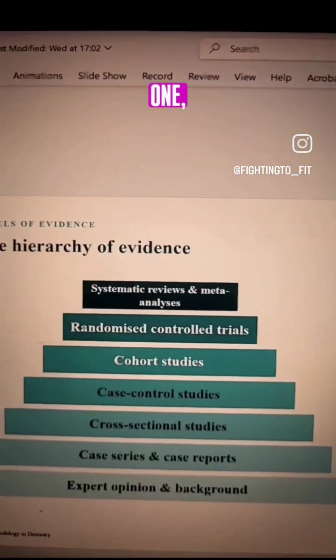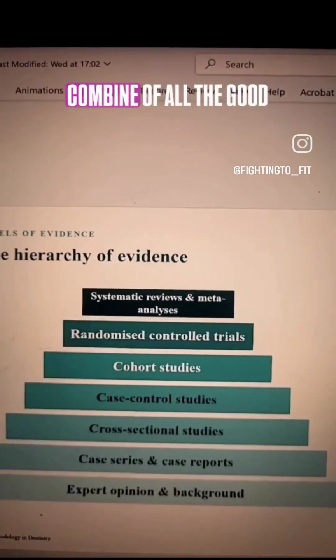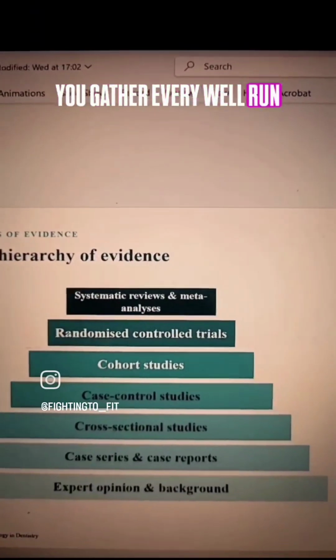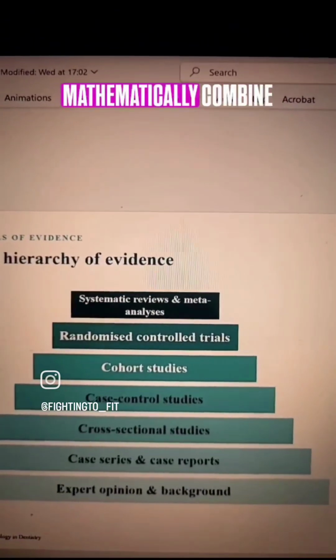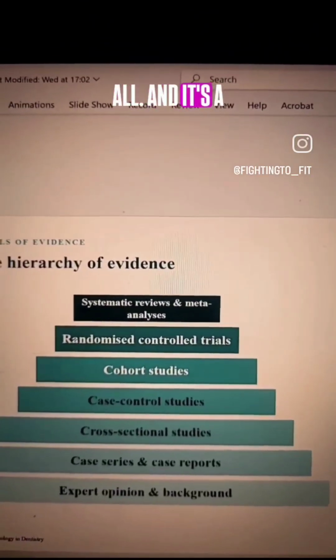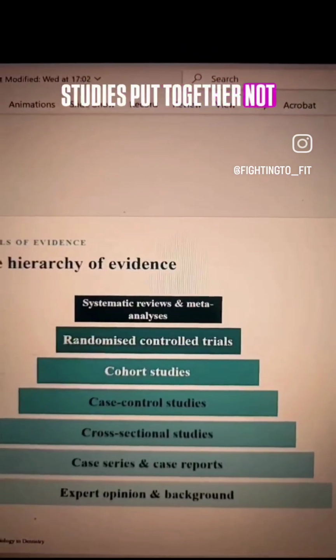And coming to the topmost one, systematic review and meta-analysis. This is just a combination of all the good trials. Instead of trusting one trial, you gather every well-run varnish trial in the world and mathematically combine them into one big answer. This is the strongest of all. And it's a conclusion of many studies put together, not just one.